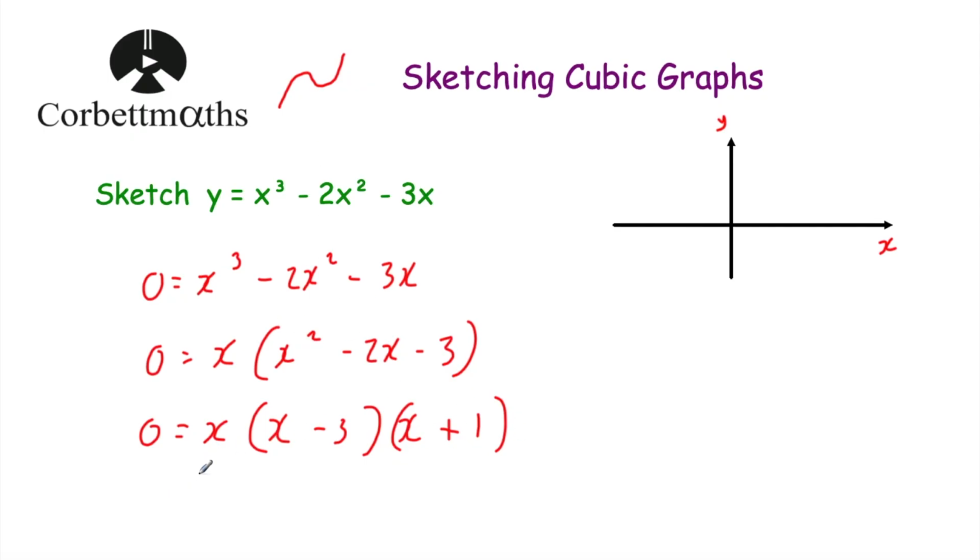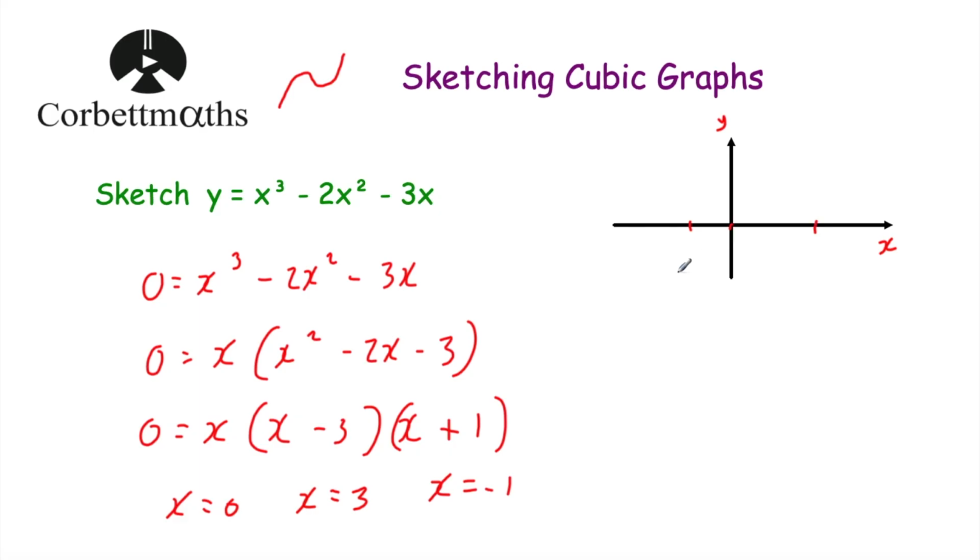Now we can find our solutions. So we want to find when each of the brackets is equal to 0, or here x is 0, so x is equal to 0 will be one of the solutions. Here x will be equal to 3, and here x is equal to negative 1. So that means that this cubic will cross the x-axis at negative 1, 0 and 3.